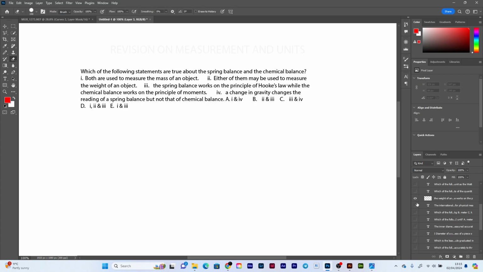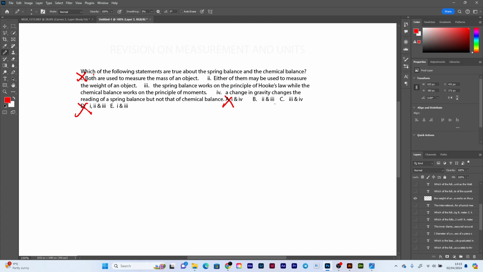And the next question states that, which of the following statements are true about the spring balance and the chemical balance? Roman figure 1, both are used to measure the mass of an object. Is that true? No, because spring balance is used to measure weight, while chemical balance or beam balance is used to measure what? Mass. So any option that has Roman figure 1 cannot be the answer. So automatically, option D cannot be part of it. Option A cannot be part of it. Okay, so we are left with B and C.